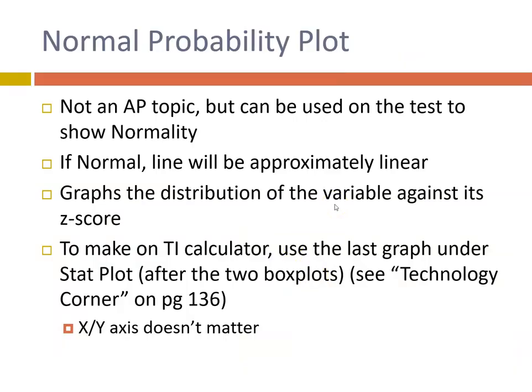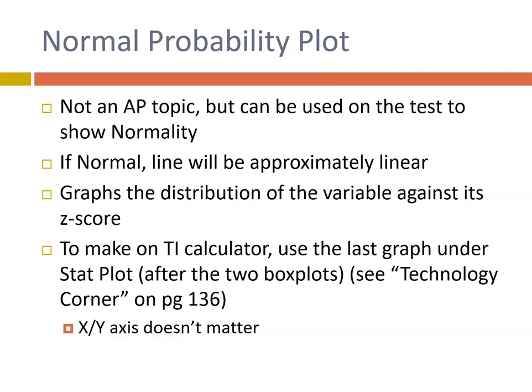So normal probability plots aren't officially an AP topic, so you would never be asked to construct one from scratch on an exam, but they can be used on the test to show normality. Other times they might show you a graph of a normal probability plot and ask you to interpret it. So you never have to create one, but you might need to use one. If your data is approximately normal, the line of the normal probability plot should be approximately linear. So it is points, but the trajectory of it should be a straight line. Like I said, it graphs the distribution of the variable against its z-score.